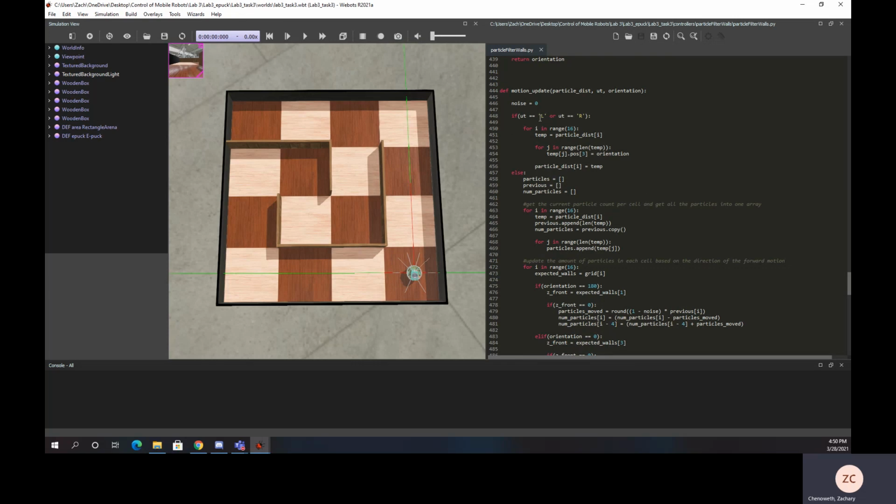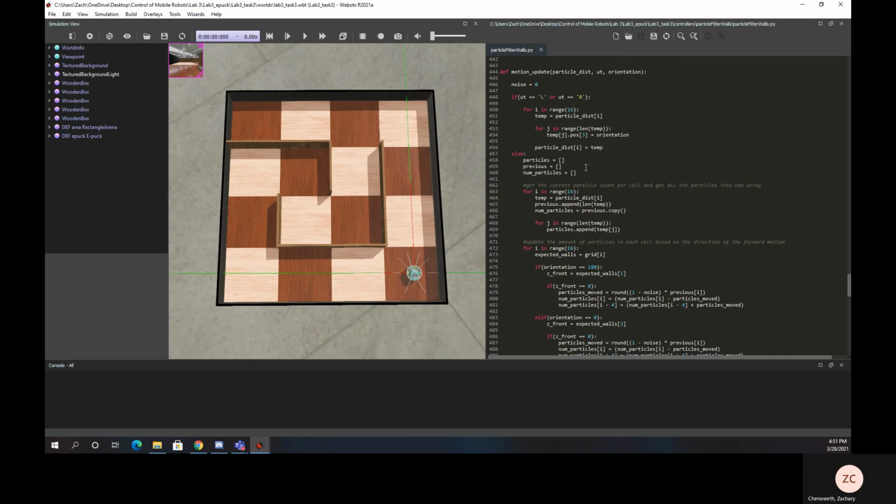Here we have our motion update. Again, because this is the non-noise solution, the noise is going to be 0. If the motion was a left or right turn, we're just going to update the orientation of all the particles because we want to make sure the particles are facing the same way as the robot, just for ease. Normally in a particle distribution, if you have noise in the IMU when you're turning, you're going to make sure to account for that noise by making some of the particles change orientation and some of them not.